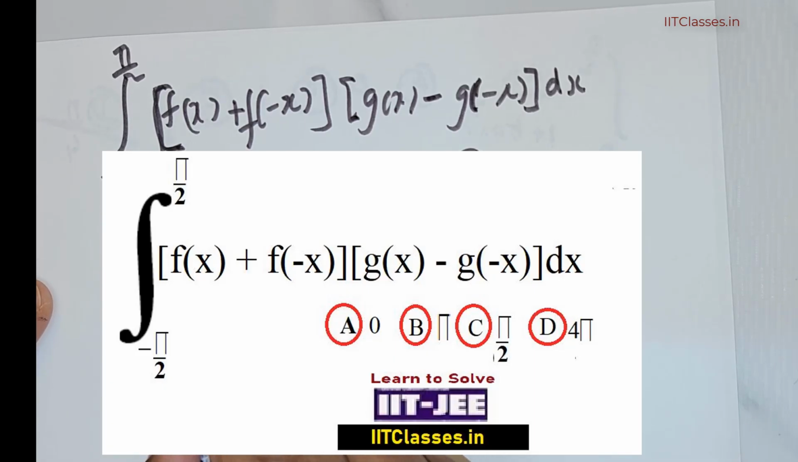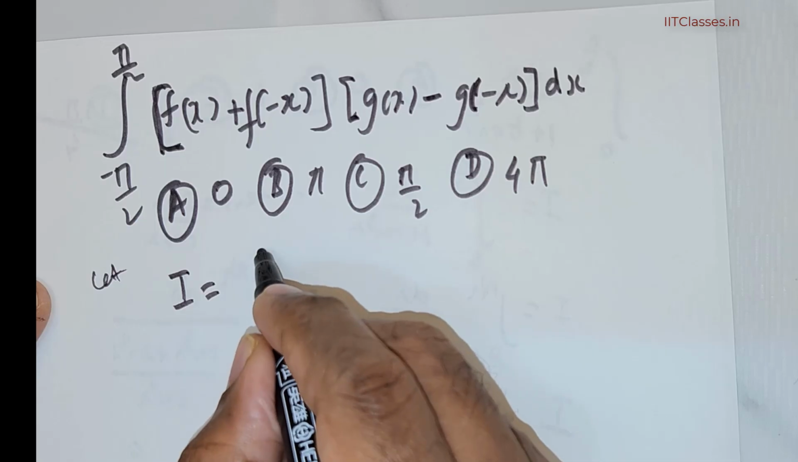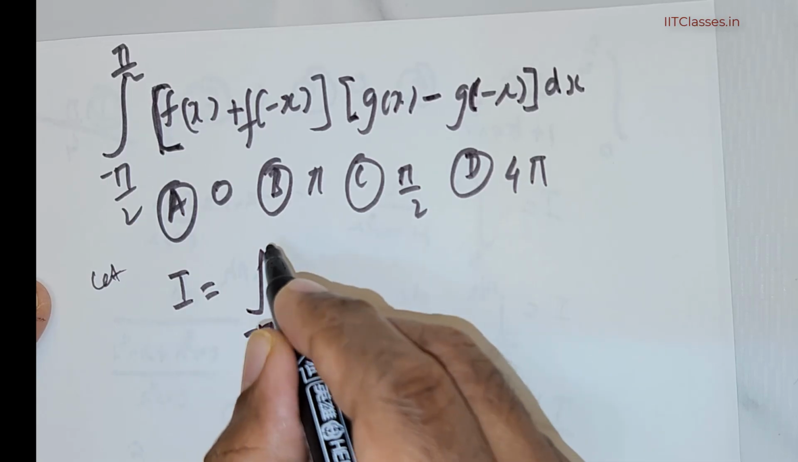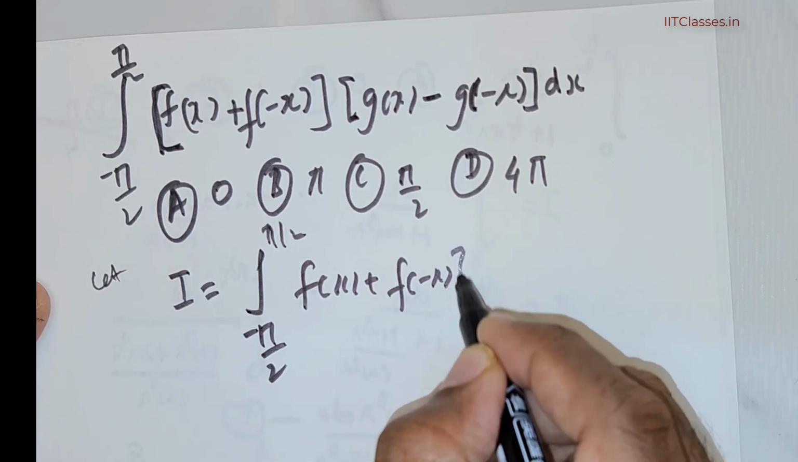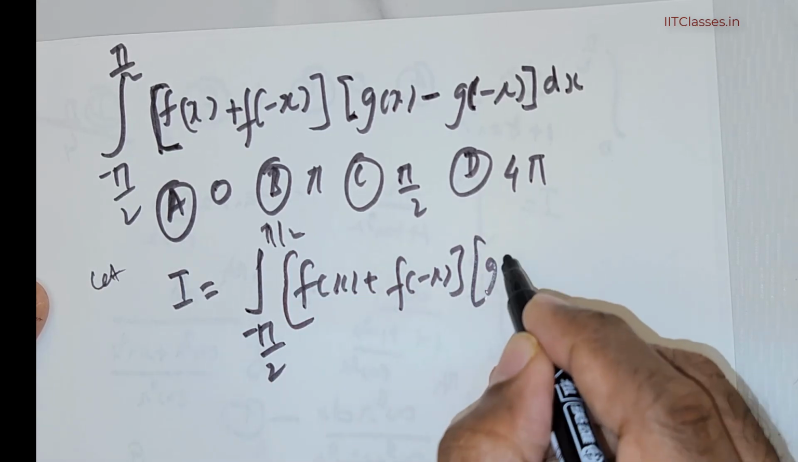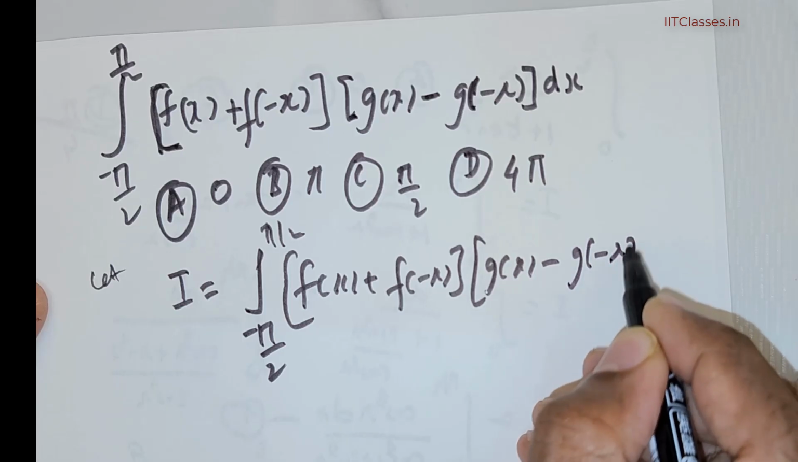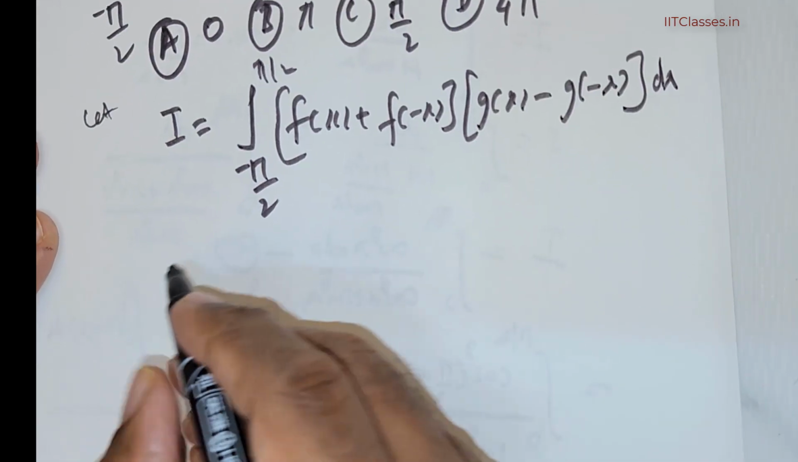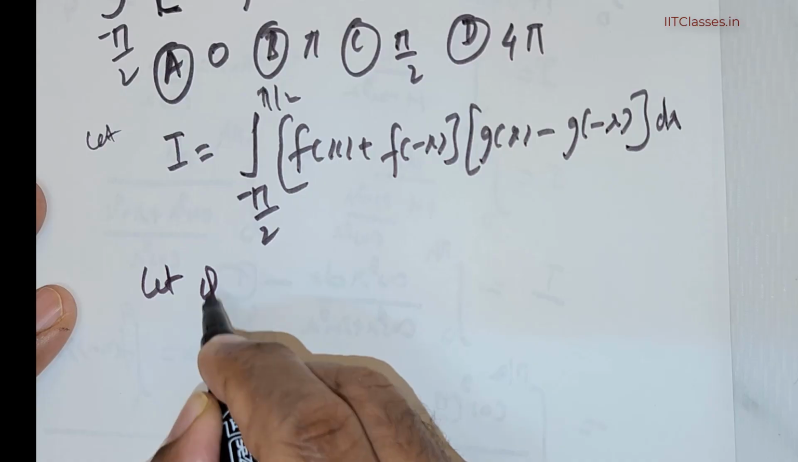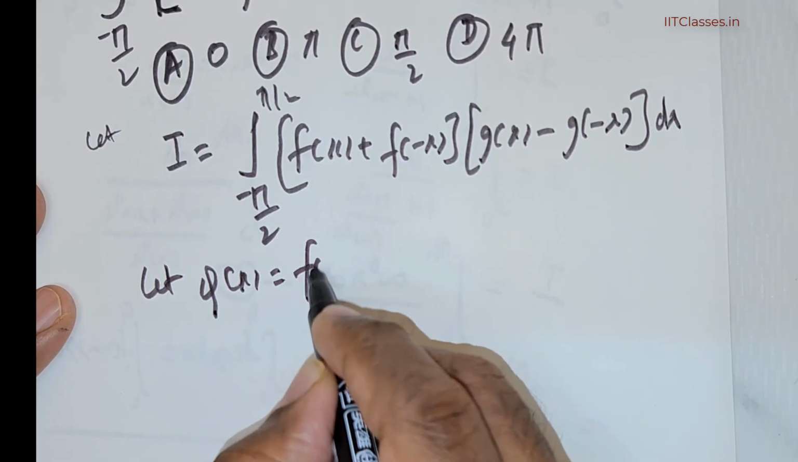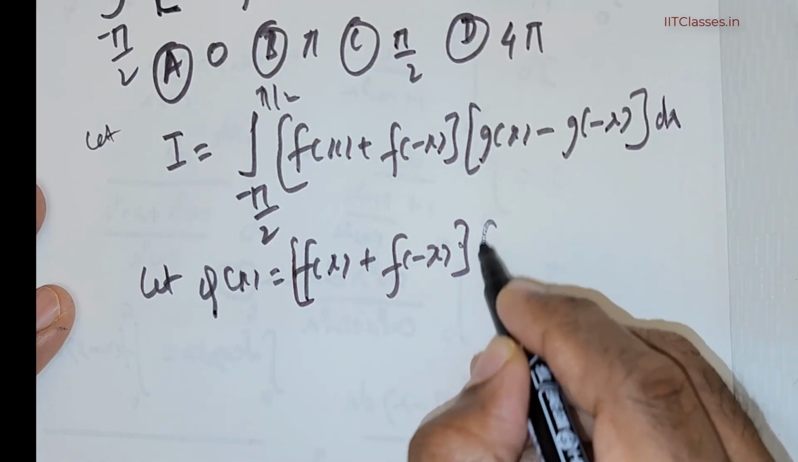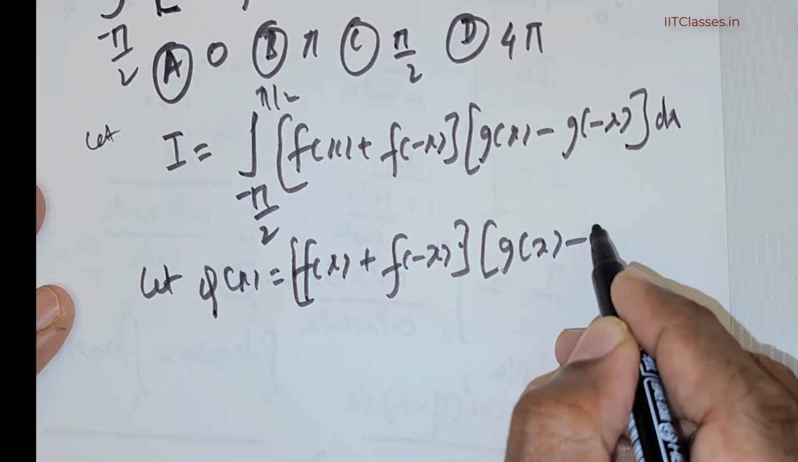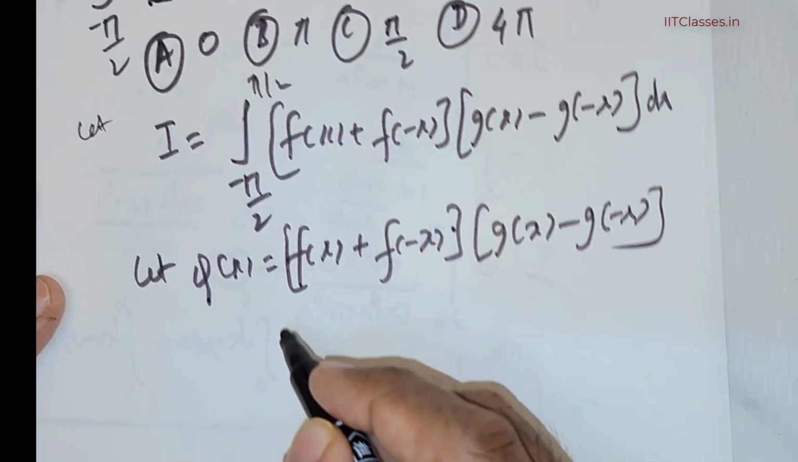So let's work this question out. Let me just take I to be equal to the integral from negative pi over 2 to pi over 2 of [f(x) + f(-x)] times [g(x) - g(-x)] dx. So let me take phi of x to be equal to [f(x) + f(-x)] multiplied with [g(x) - g(-x)].